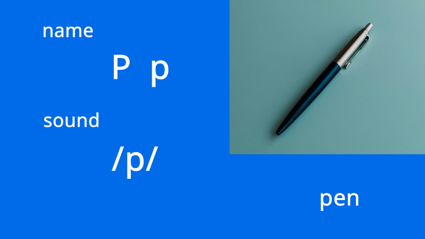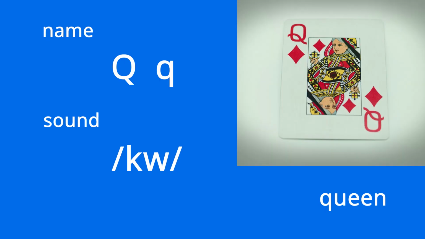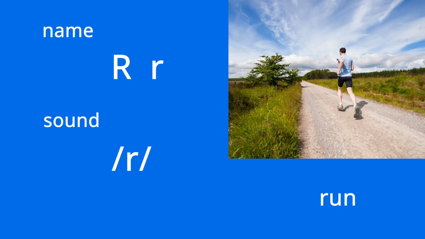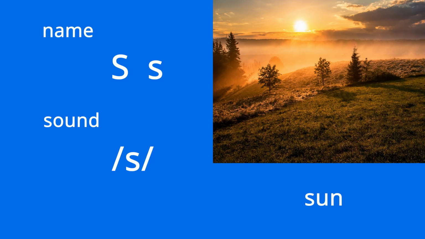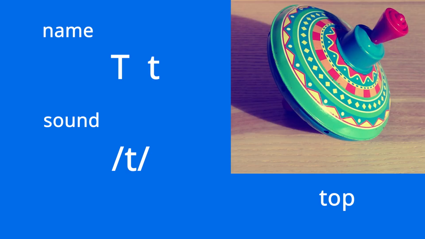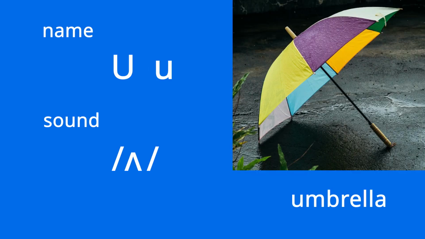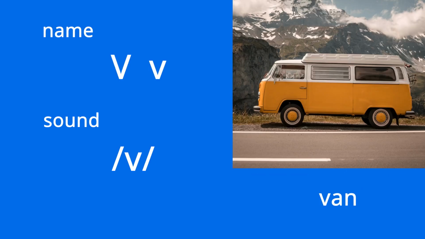P sounds like p, as in pen. Q sounds like qu, as in queen. R sounds like R, as in run. S sounds like s, as in sun. T sounds like t, as in top. U sounds like U, as in umbrella.